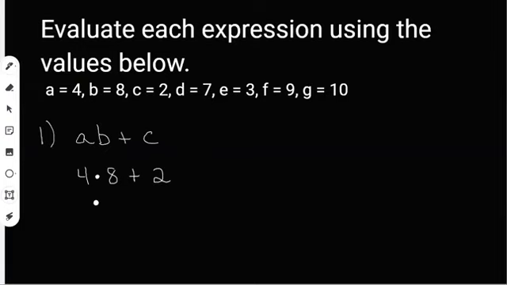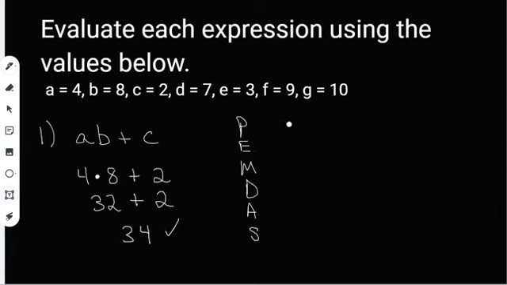So I know that 4 times 8 is 32. I'm doing multiplication first because we have to keep in mind the order of operations, right? PEMDAS. So we do our multiplication first and we do our addition last because 32 plus 2 is going to give you 34. That'll be our answer. So all we're doing is we're replacing letters with numbers, and then we're seeing what that's going to evaluate to.